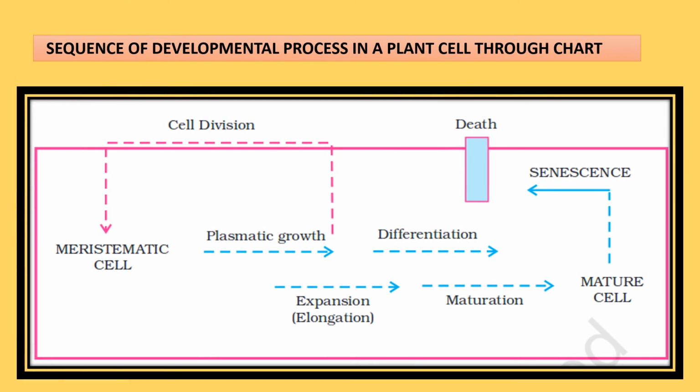Now I am presenting you the sequence of developmental process in a plant cell through chart. See, first meristematic cell, then plasmatic growth happens, differentiation happens, and in case of meristematic cell, cell division also happens. Till cell death, it includes maturation and expansion or elongation.